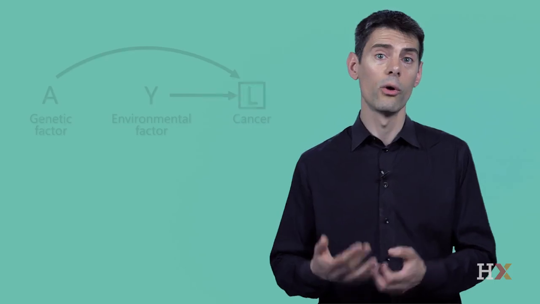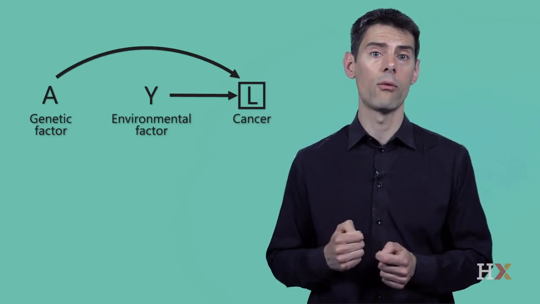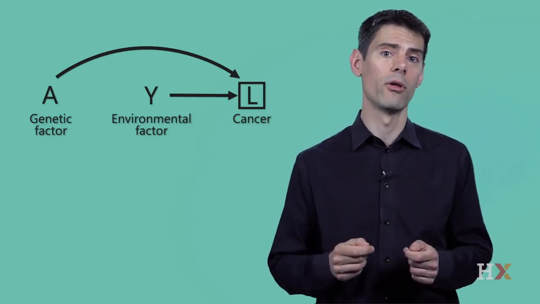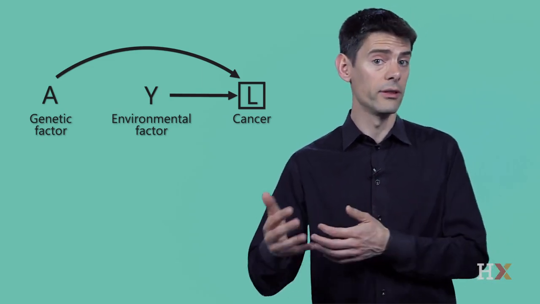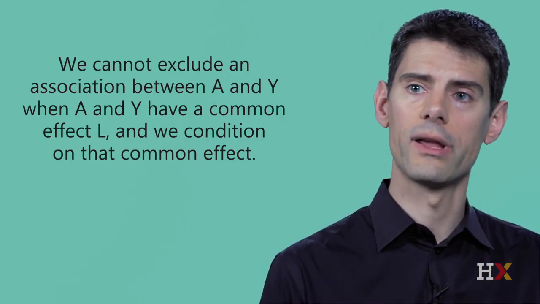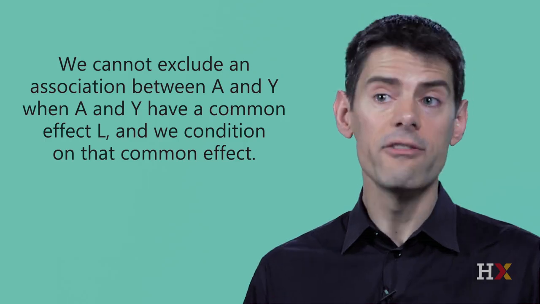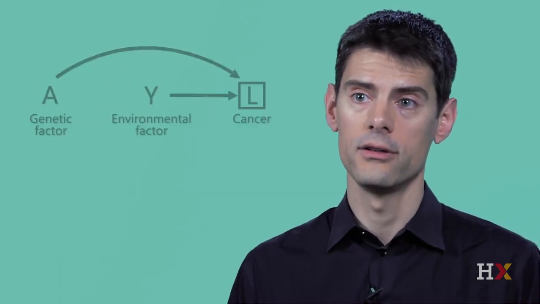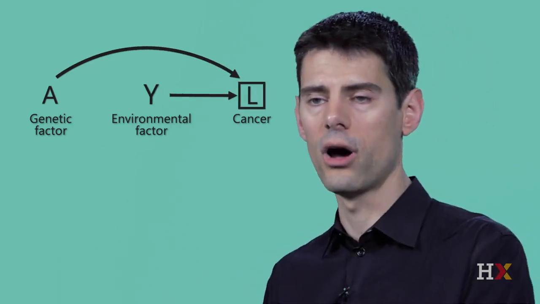This is another example of how DAGs are both causal and statistical models. When we used our expert knowledge to draw a causal graph with no arrow from A to Y and with a common effect of A and Y, we were also drawing a statistical model that says that A and Y are not expected to be independent, that they are expected to be associated with all or some levels of L. More generally, the graph theory rule says that we cannot exclude an association between A and Y when A and Y have a common effect L and we condition on that common effect, even if there is no arrow from A to Y. Informally, we can visualize a flow of association between A and Y through the condition on L.